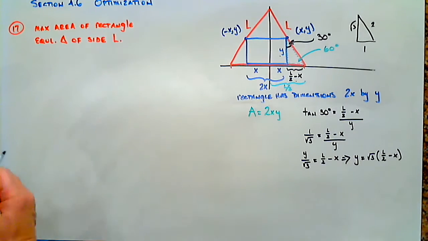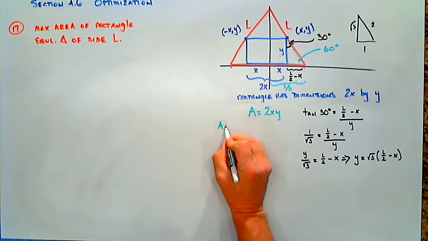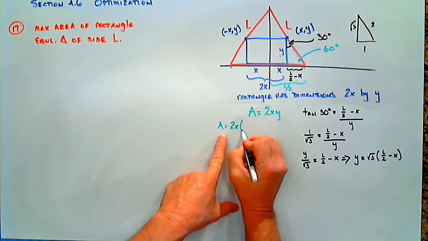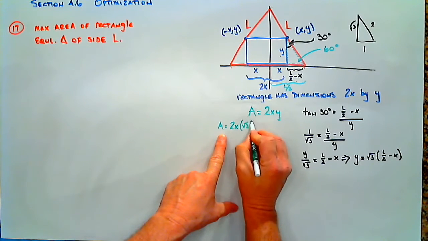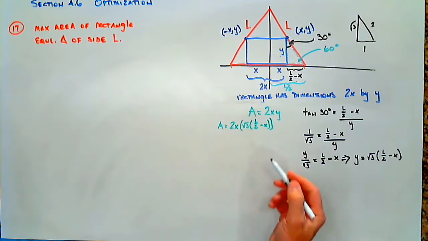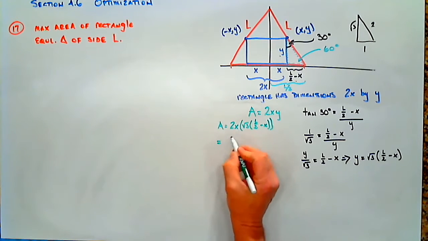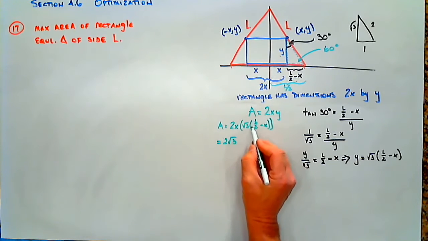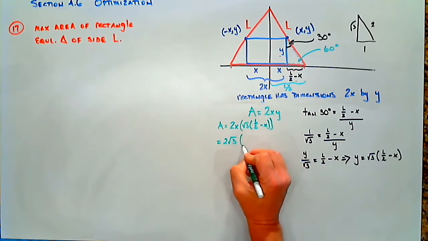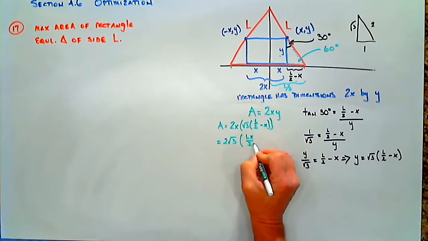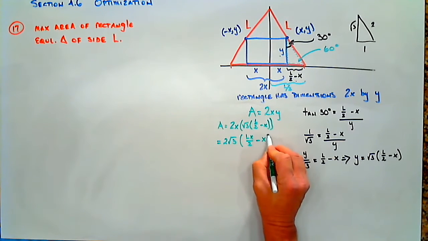Now, where does that lead us? Well, it leads us to an expression for A that now has only one variable. A is equal to 2x times y, but we now know y is the square root of 3 times L over 2 minus x. So if we multiply that together, what do we get? We get 2 root 3. This is going to be xL. 2 root 3, put those out in front. We're going to get Lx over 2 minus x squared.